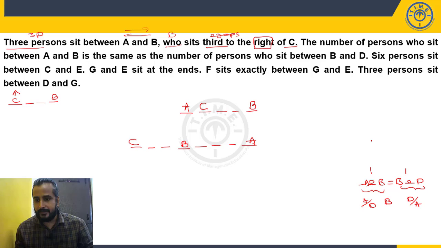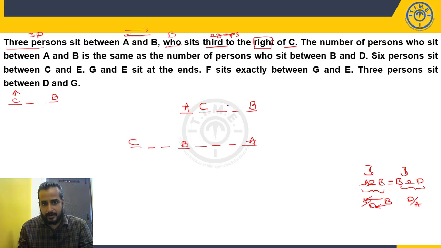But even in this case, B is exactly between A and D. We don't know whether A is left of B or D is left of B. Let us try to fix it, because A and B are already in the arrangement. Between A and B, how many are there? 3. So between B and D also, 3 people will be there.